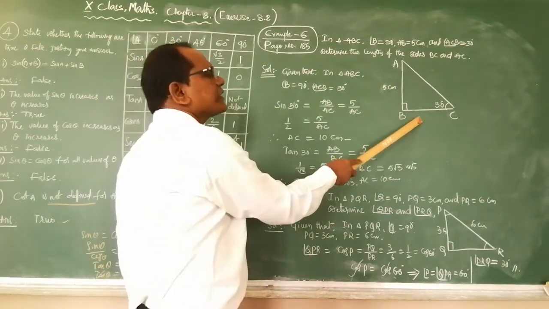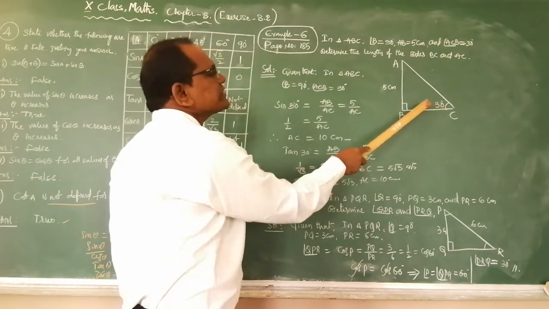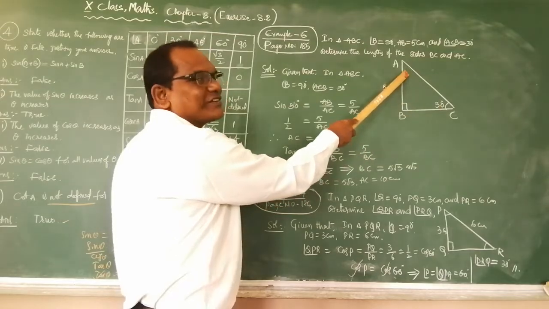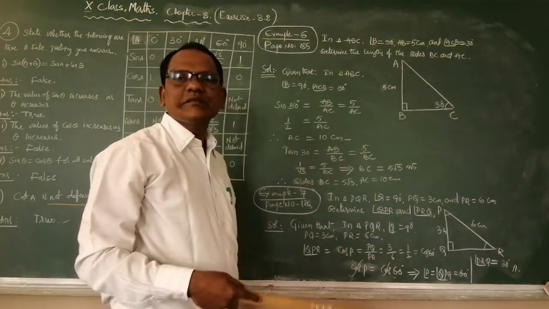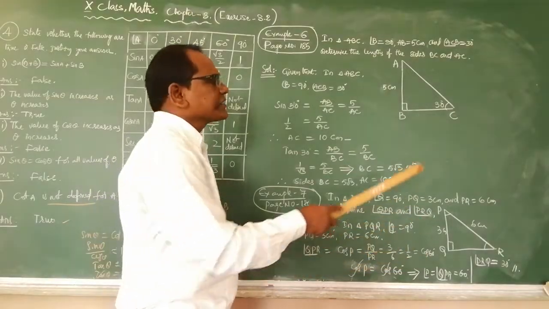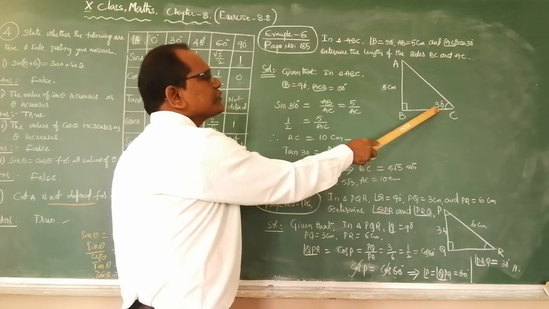Since these two sides are required, I am going to consider the 30 degrees. Here is 90, here is 30, and whatever is here is 60. The sum of the three angles of a triangle equals 180 degrees. 90 plus 30 is 120, so the remaining angle is 60. I am going to consider the 30 degrees now.